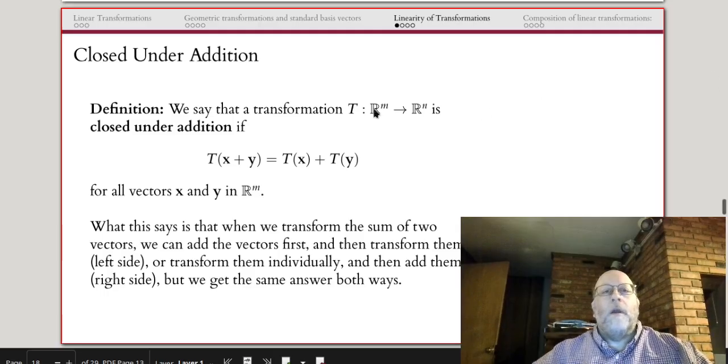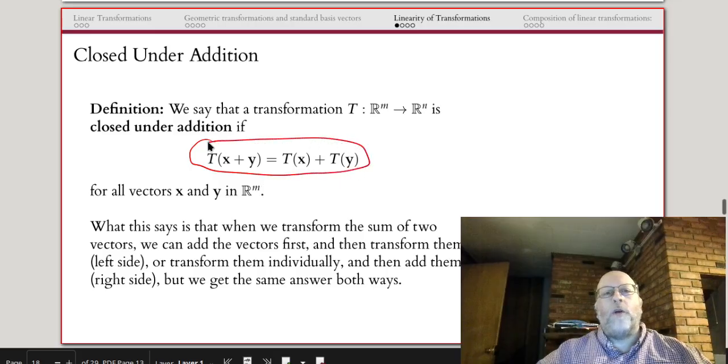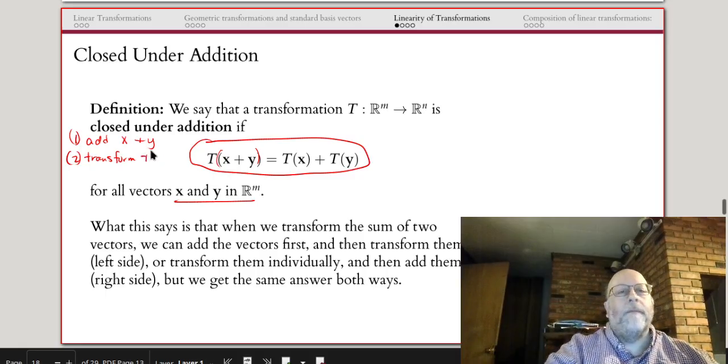Let's move on. Another definition, we say that a transformation is closed under addition if this formula right here works for all vectors in Rm. What this section is saying is on the left-hand side, we do the parentheses first. And so we add x and y first because they're inside the parentheses, and then we apply the transformation. Then we transform the total of x and y, or the sum of x and y.